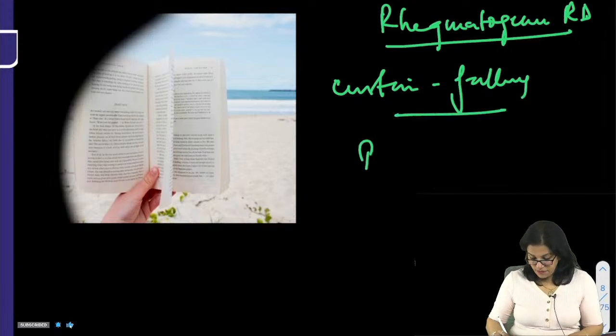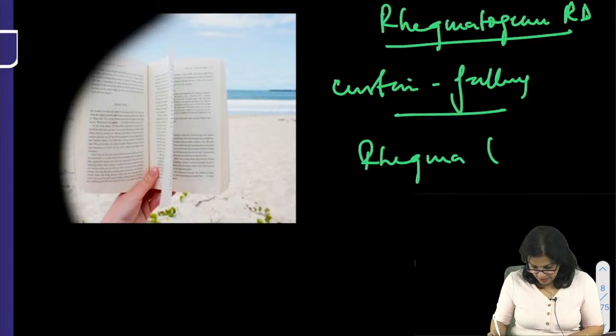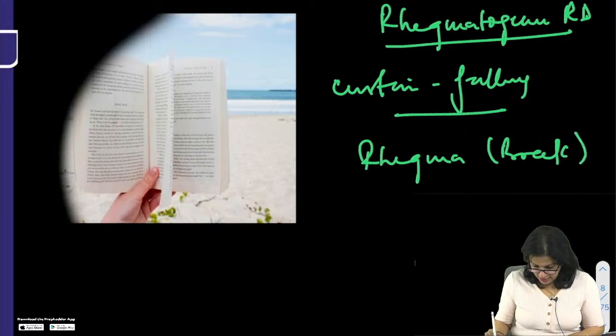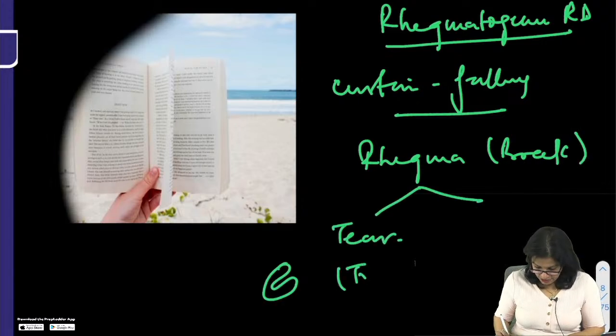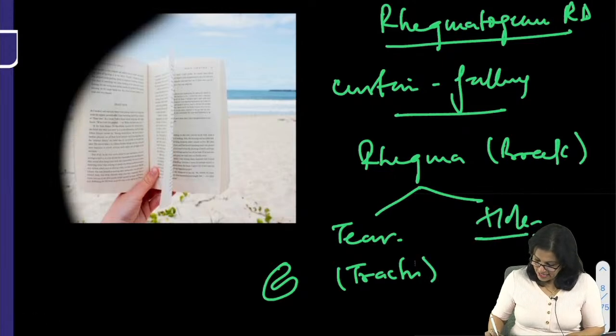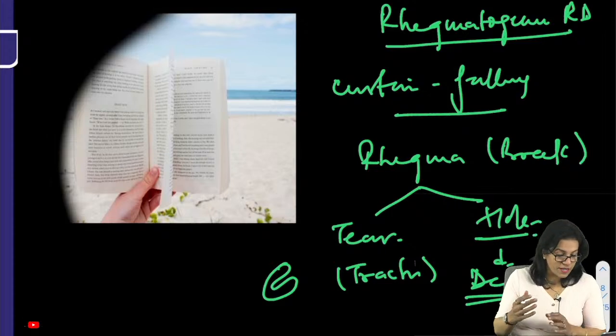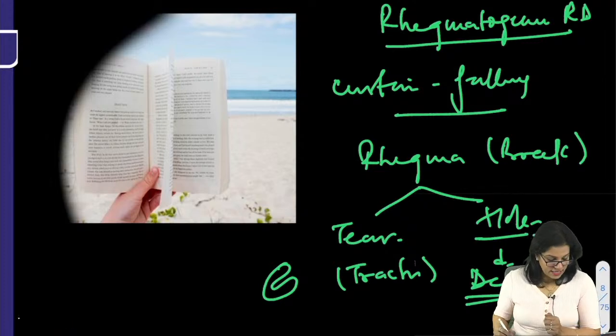अभी हम लोग ने क्या पढ़ा? We just learned that rhegma is a break and a break can be either a tear or a hole. Tear is horseshoe shape, it is due to the traction, and when you talk about hole you will say it is due to degeneration. What is the most common degeneration where you can get a hole formation, all of you? Most common degeneration where you can get hole formation? You will answer?